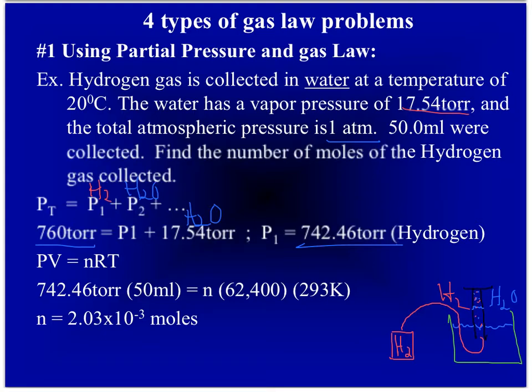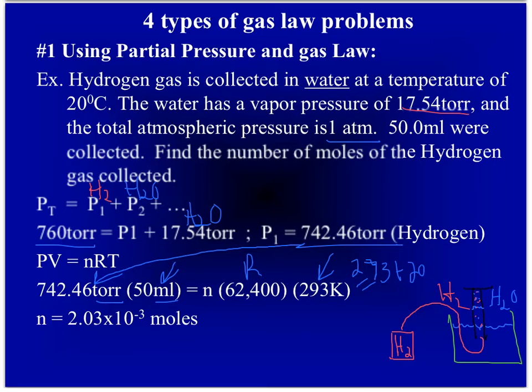Now we're just going to use PV equals nRT, and we're going to use everything for hydrogen. So hydrogen's pressure, hydrogen's volume. We're going to use the temperature of hydrogen. It was 20 degrees Celsius, so 273 plus 20 is where we get our 293. And this is our R value. Look it up on your R chart. You have to look up torr, which is the same as millimeters of mercury, and milliliters, and that'll give you 62,400.